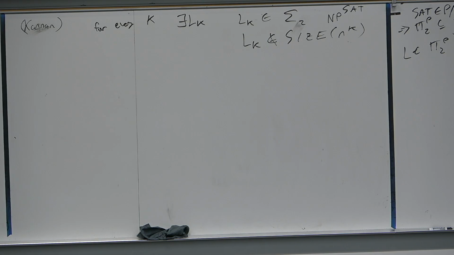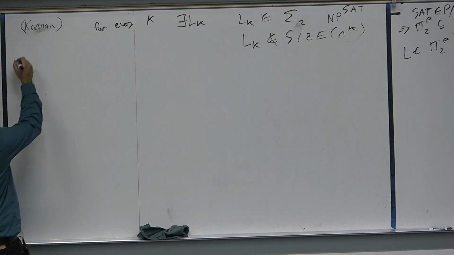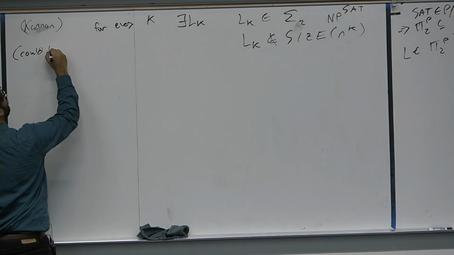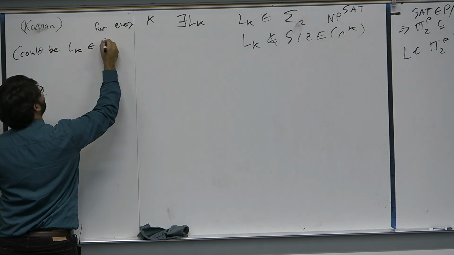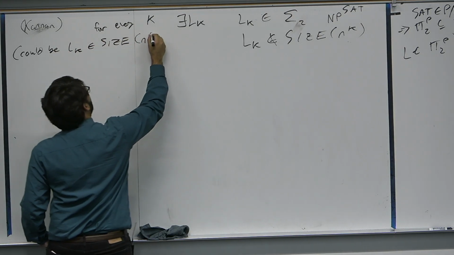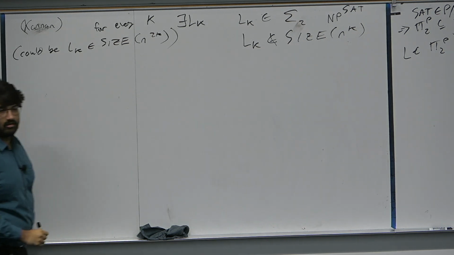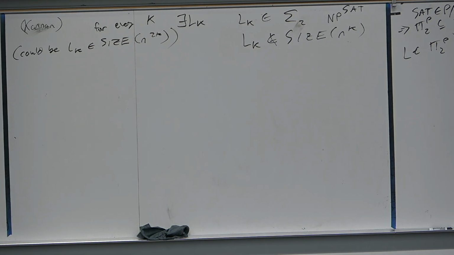Now note that this is for each K, but this is not saying anything about pH versus p-poly. That doesn't say anything at all, right? Because it could be the case that LK is in size n to the 2k. It doesn't prevent that at all. So the fact that, for example, quadratic time is a subset of cubic time does not imply p does not equal p, but in fact for each k, he can construct a language that has a circuit lower bound on k. This is Kannan's theorem.